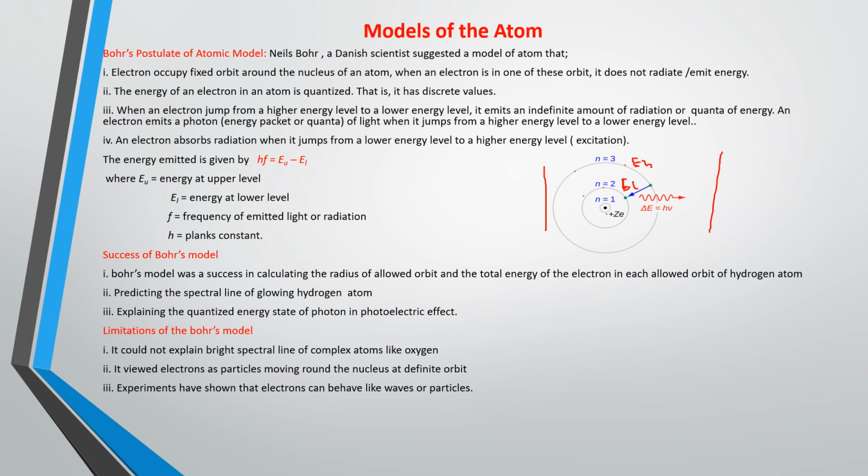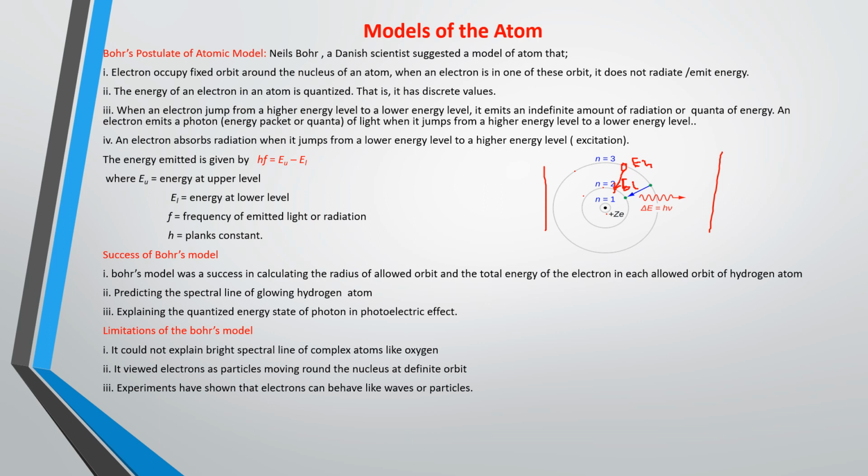So if an electron moves from this energy level to this energy level, what it says is that this electron emits an amount of radiation or quanta of energy. So an electron emits a photon. This quanta of energy is called a photon. A photon is like a packet of energy.